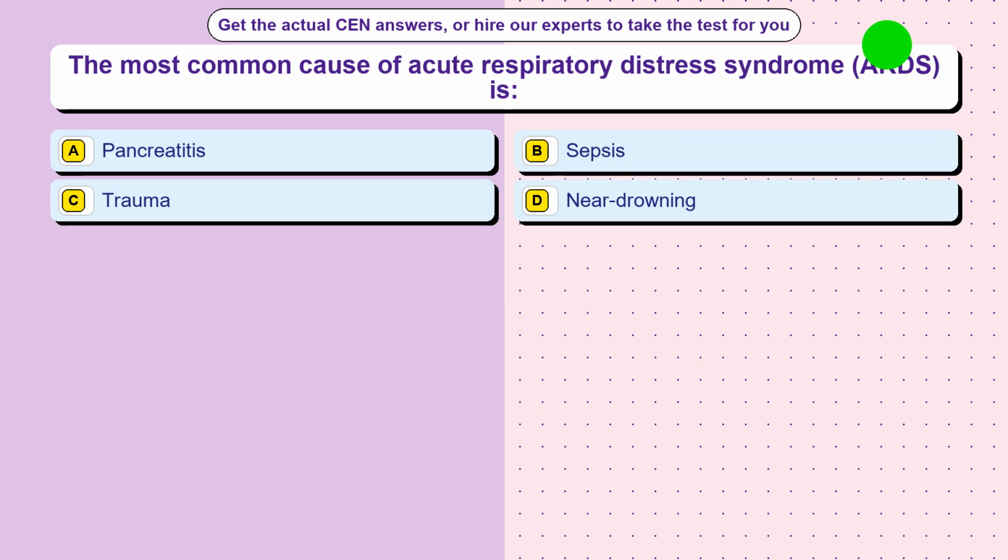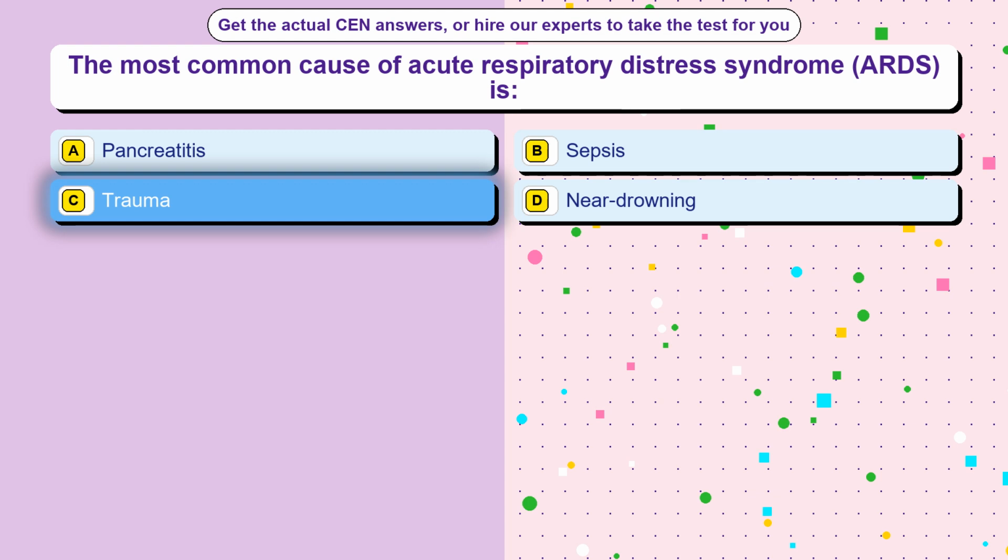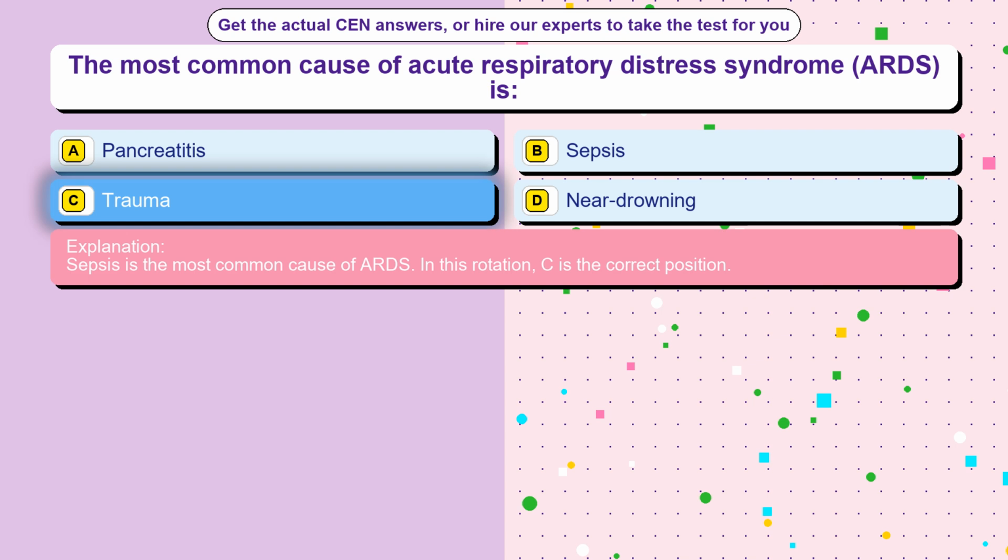Question 14. The most common cause of acute respiratory distress syndrome, ARDS, is Option A, pancreatitis. Option B, sepsis. Option C, trauma. Option D, near drowning. The correct answer is option C, trauma. Sepsis is the most common cause of ARDS. In this rotation, C is the correct position.